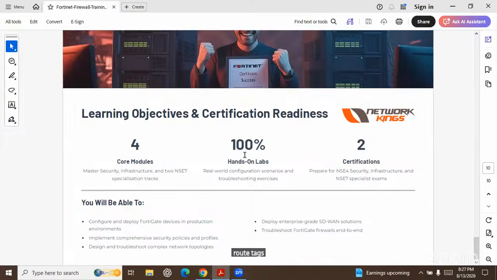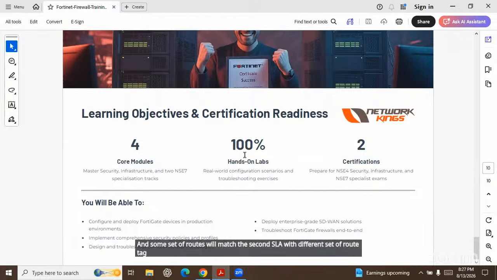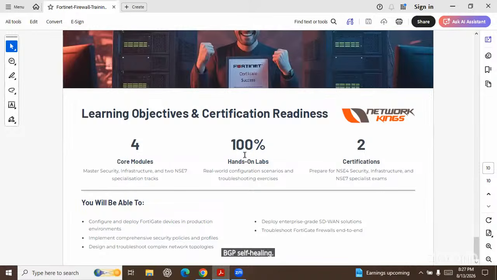So some set of routes will match a particular SLA with some kind of route tag value, and some set of routes will match the second SLA with a different set of route tag values. That is what they have defined in the BGP self-healing. So I want to dive deep into that. I want to understand that design better.